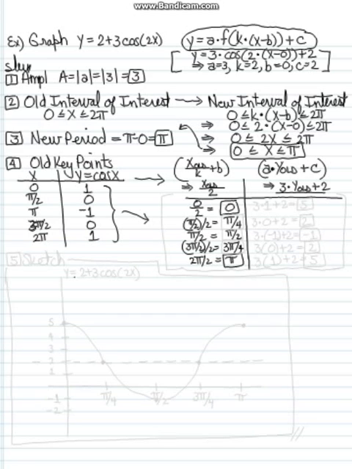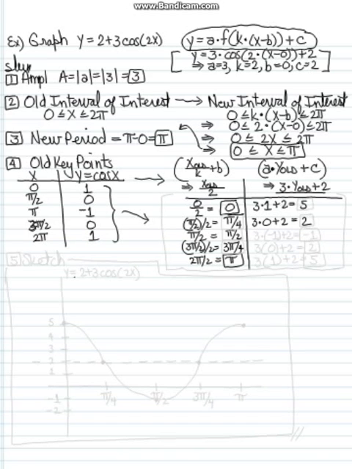Okay, so I'm going to put boxes. These are my new x values. And the extreme ones we knew. Okay, let's work on the y partners. The first y partner was 1. So we're going to do 3 times the old y partner plus 2. So it's 3 times 1 plus 2 equals 5. 3 times 0 plus 2 is 2.